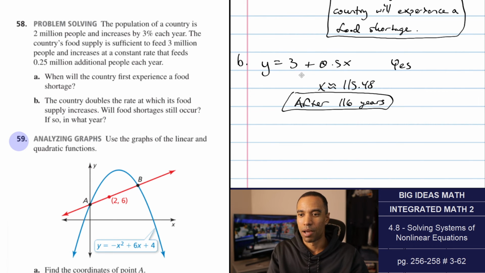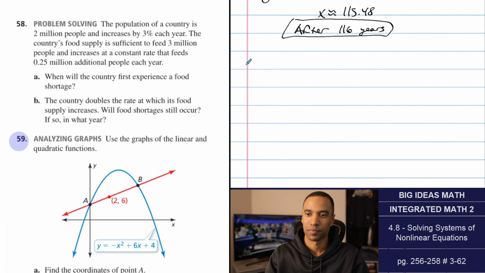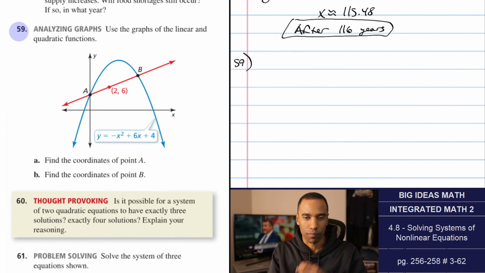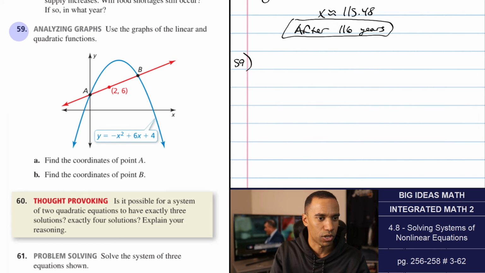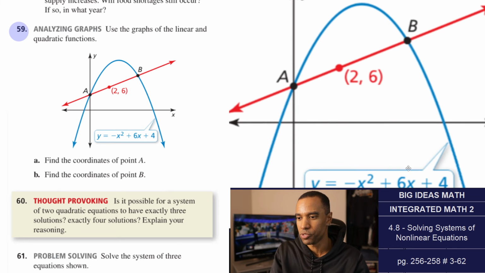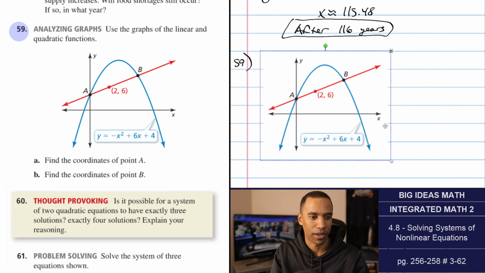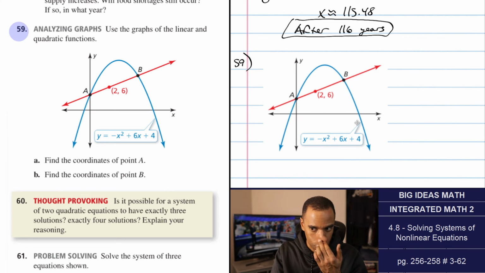All right, number 59. Use the graphs of the linear and quadratic function. I will. Let me copy this over because it has equations and everything, and an ordered pair and all that. It's to scale, man. Totally. You copied it on your own paper, but here I go. Find the coordinates of point A, find the coordinates of point B.